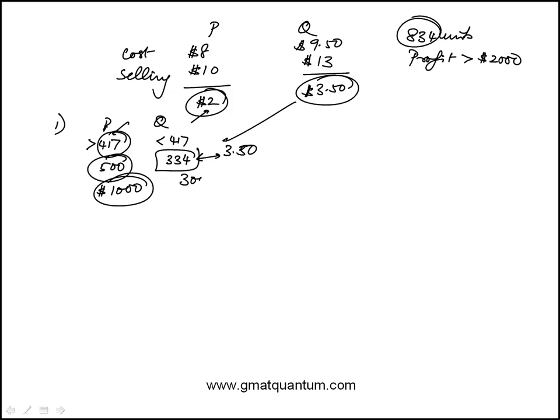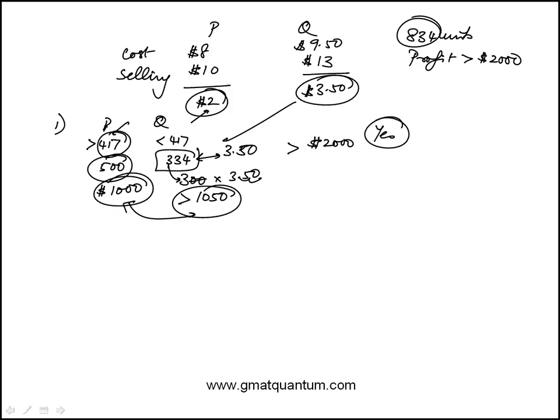Now I can approximate this as 300 times 3.5, and 35 times 3 is 105, so this would be 1,050. Now you'll notice that I reduced it from 334 to 300, so this number is going to be greater than 1,050. But the key thing is that this profit will be higher than 2,000. So I know that I do have an example that answers the question as a yes.